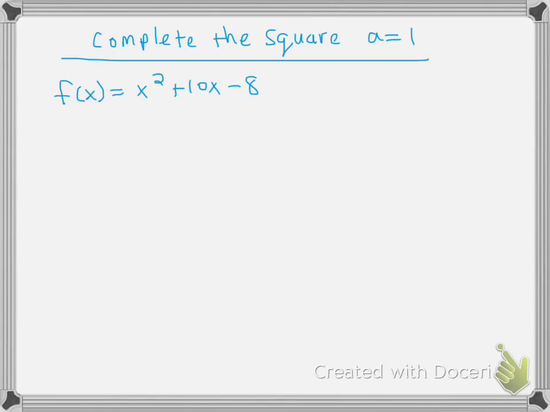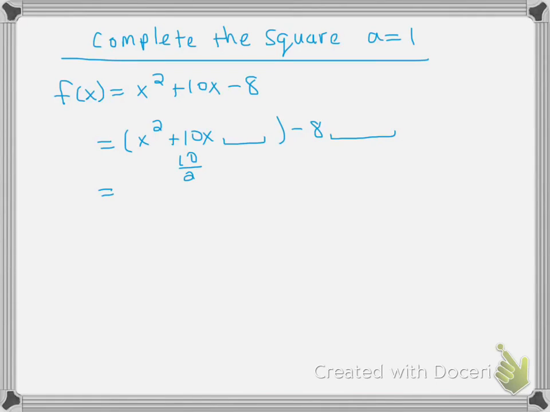Now in order to complete the square, what we're going to start out with is we're going to group our x squared plus 10x together, leave a little space there, all right, and then write the minus 8. And then I put that little space at the end of the minus 8 as well. The reason being is that we're going to fill in these spaces with the number, and we're going to have to figure out what that number is.